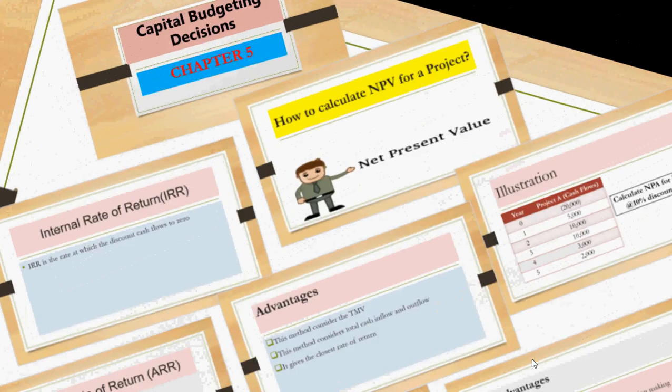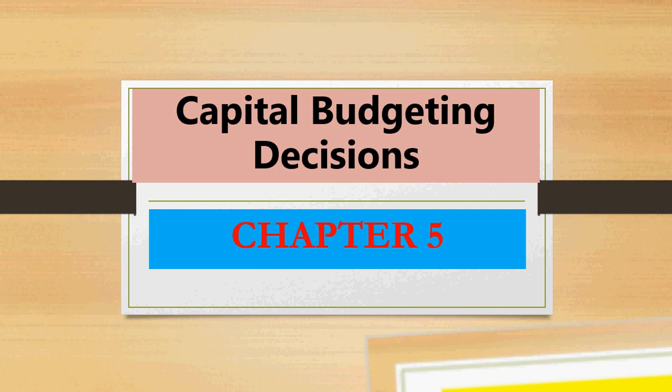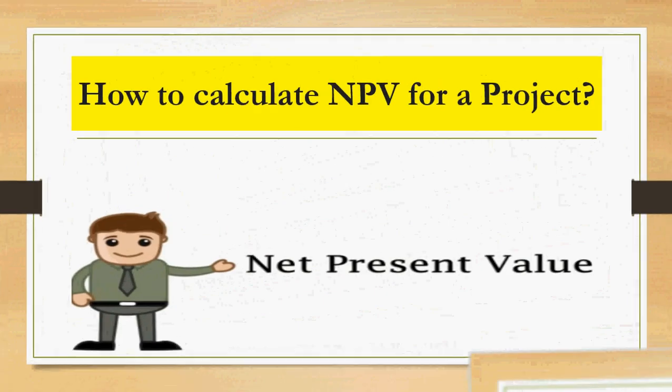Today we discuss capital budgeting. As we already completed three-fourths of this chapter in the classroom itself, the remaining part we will discuss in this class. How to calculate NPV for a project. As we have already completed the meaning of NPV, advantages as well as disadvantages of NPV in the classroom, now we discuss how to calculate NPV for a project.